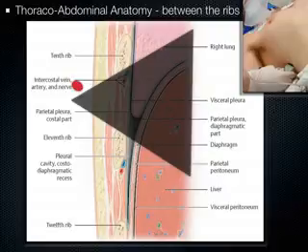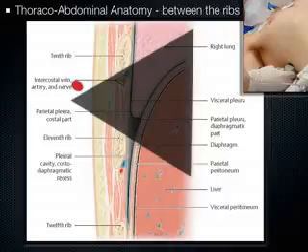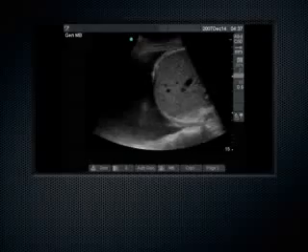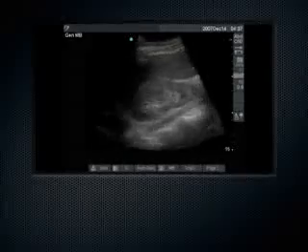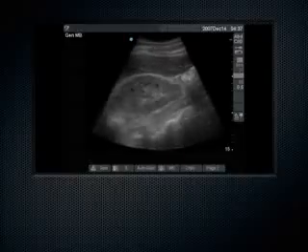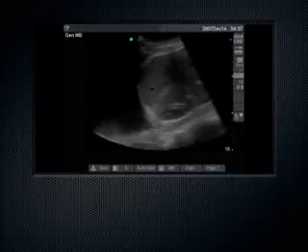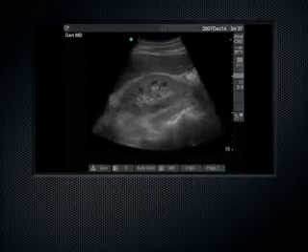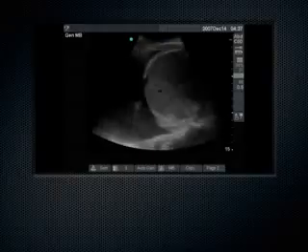So here's a good example of, there's a little picture of Morison's pouch, kidney, liver, and right above the liver, you see black, which should not be there. That is a pleural effusion, and depending on the situation, it could be pus, blood, transudate fluid. That's more of a clinical diagnosis, but it's definitely fluid in the wrong place.